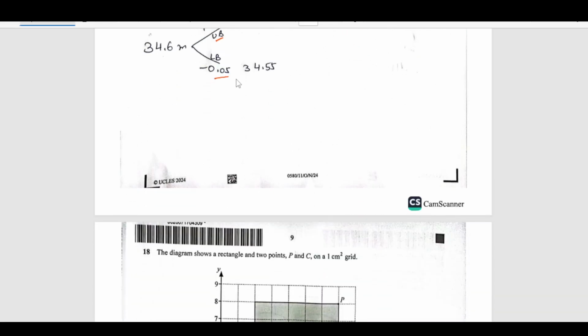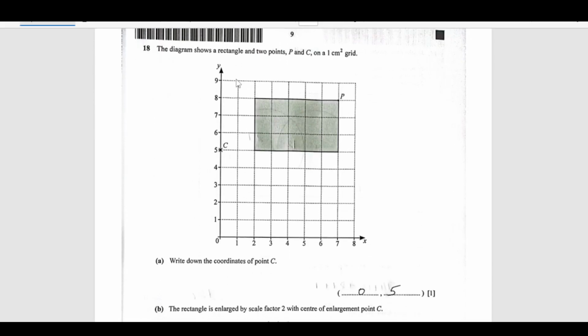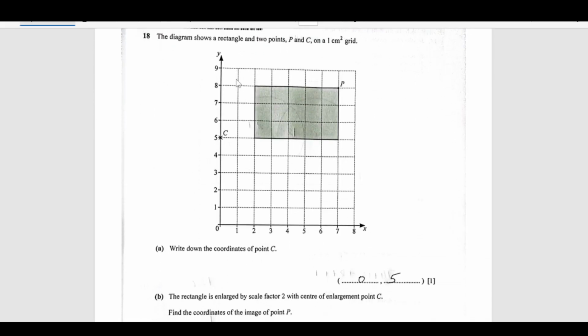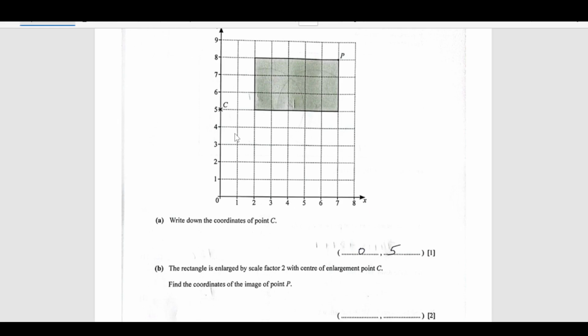Very straight question. Now, this question 18, guys, this is a bit tricky and you have to be careful about this. The diagram shows a rectangle and 2 points P and C. So, you see this is point C here, this is P, on a 1 centimeter squared grid, right. Write down the coordinates of point C. Point C is here, if we go down along the x axis, x is 0 and y is 5. So, the coordinates are 0 and 5.